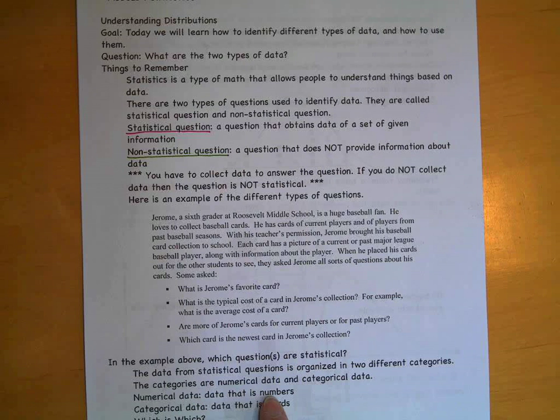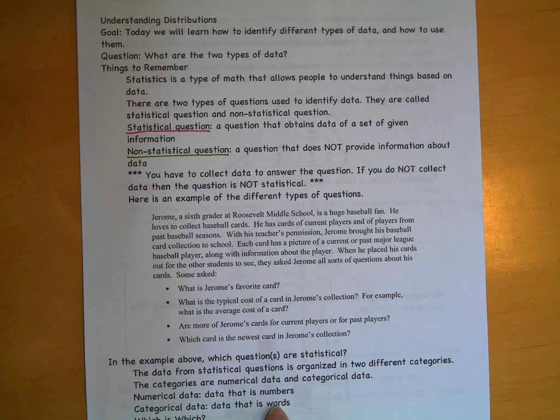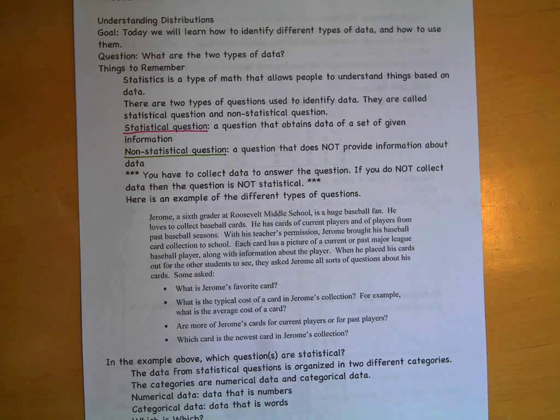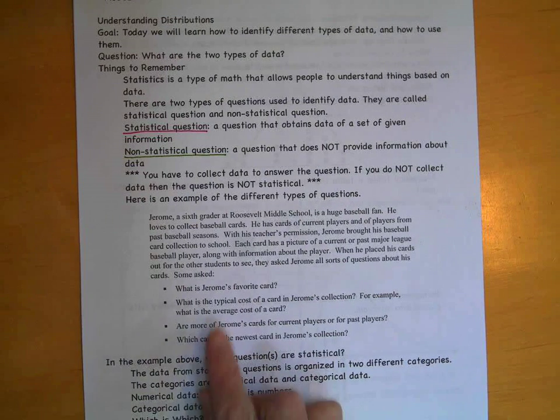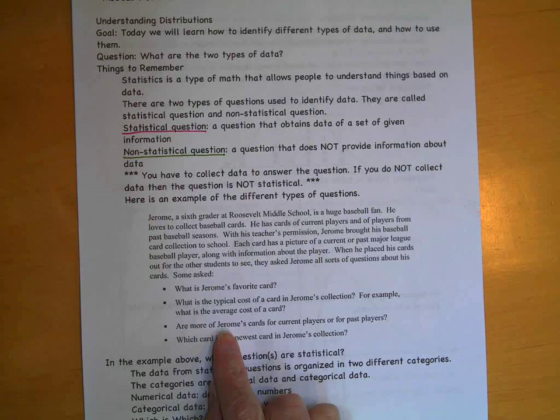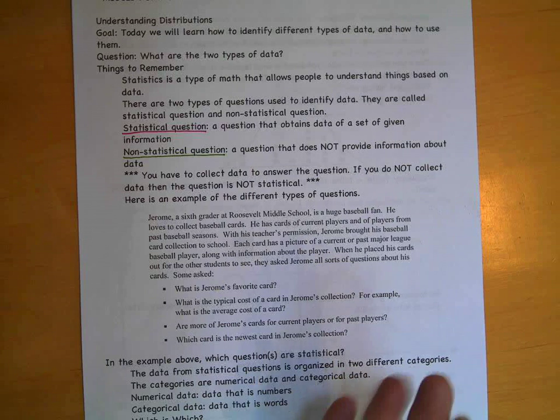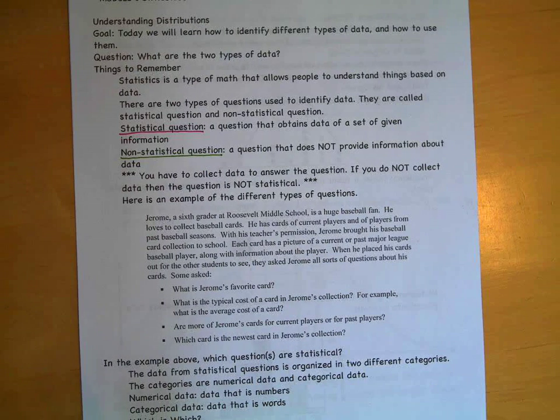Numerical data is data that has numbers. Categorical data is data that uses words. Which is which? So basically what we have to decide is, of each of the questions up above, are they statistical or not statistical? And then once we've decided that they are statistical, we have to decide, is the data that is collected using numbers or is the data that's being collected using words?